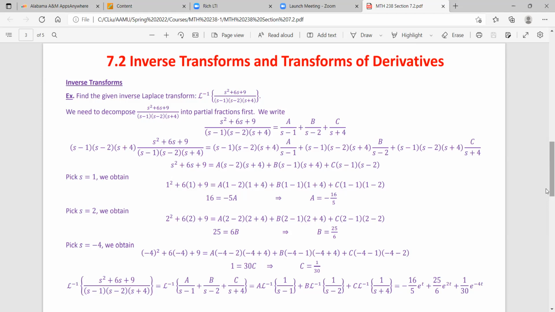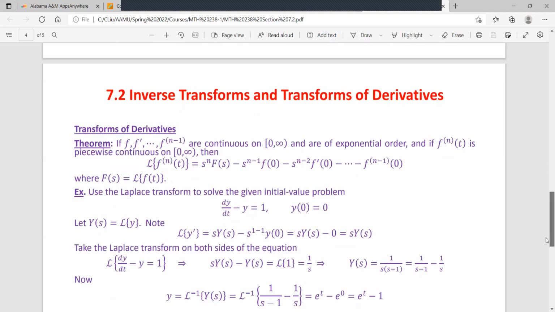So this example takes a little more time because we need to decompose the fraction. But other than that, we just use the formulas for inverse Laplace transform. Any questions about this example? If no question, let's just go to the next page.